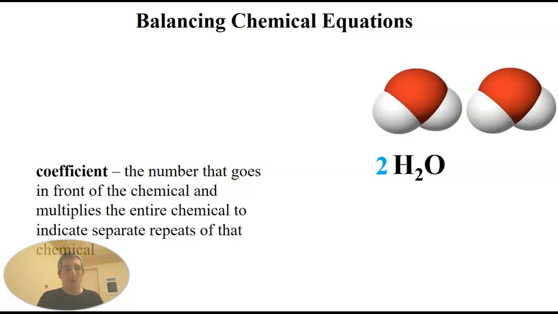And so what does that do? Well, now there's 1, 2, 3, 4 white hydrogens and 1, 2 red oxygens. So how does that look that way? Well, that's just distribution. So that 2 distributes to the subscripts. So now there are 4 hydrogens and now there are 2 oxygens. So that coefficient distributes to each of the subscripts in a formula.